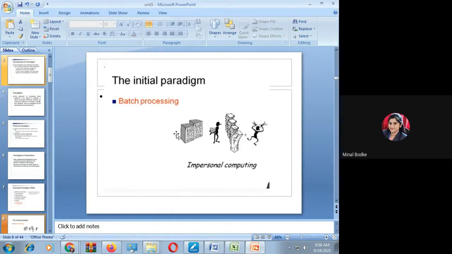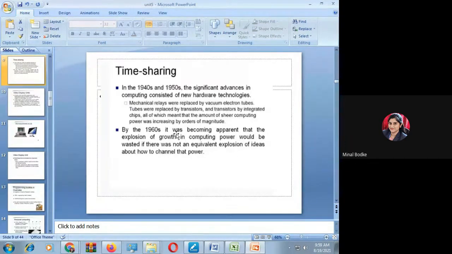So the next version that came is your time sharing system. This time sharing system was developed in the 1940s and 1950s. The significant advance in computing consisted of new hardware technologies. See here, the vacuum electron tubes were replaced by transistors, and transistors by integrated chips, all of which meant that the amount of shared computing was increased by an order of magnitude.